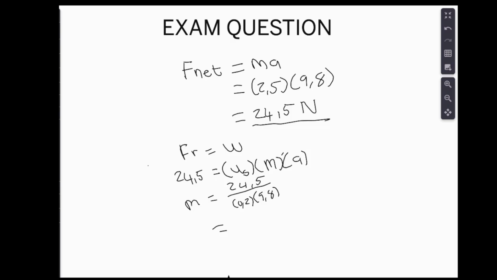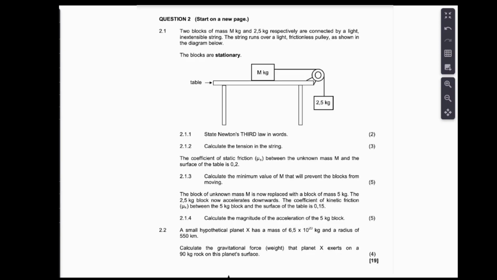Coefficient of friction multiplied by 9.8, and that will give us 12.5 kgs. So when mass M is 12.5 kgs, the whole system will remain stationary. Okay.